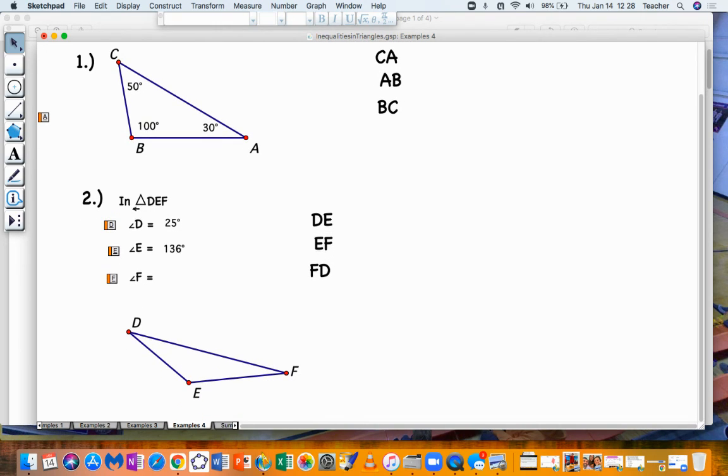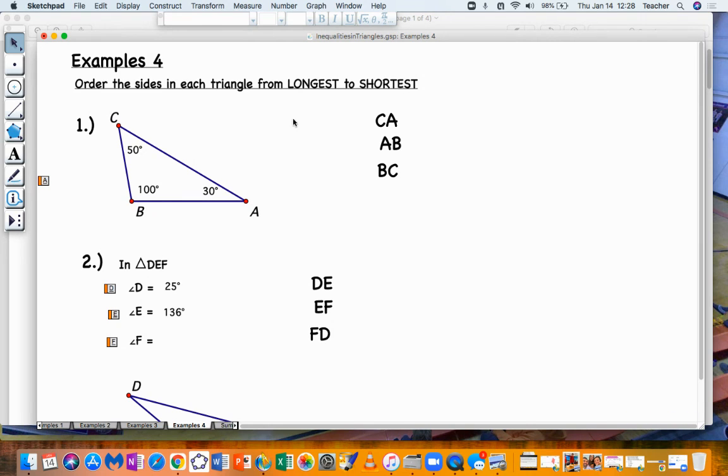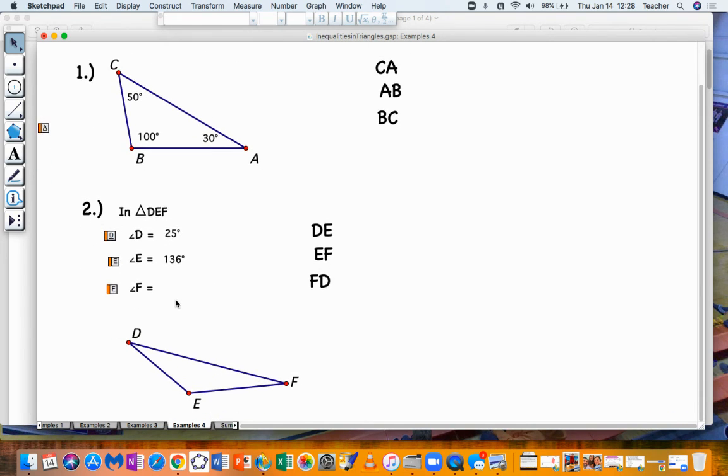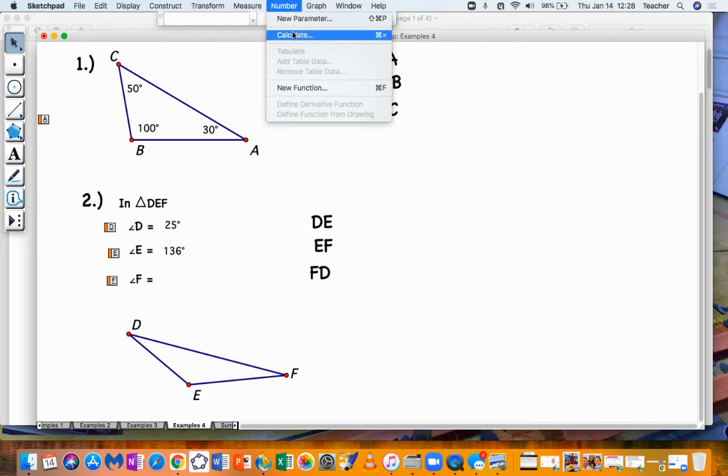It says I've got triangle DEF. Now, order is important. Order is important. You have to make sure you put it in the correct order. It says angle D is 25, angle E is 136. Write it longest to shortest. That means I have to find that third one. So I add those 2.